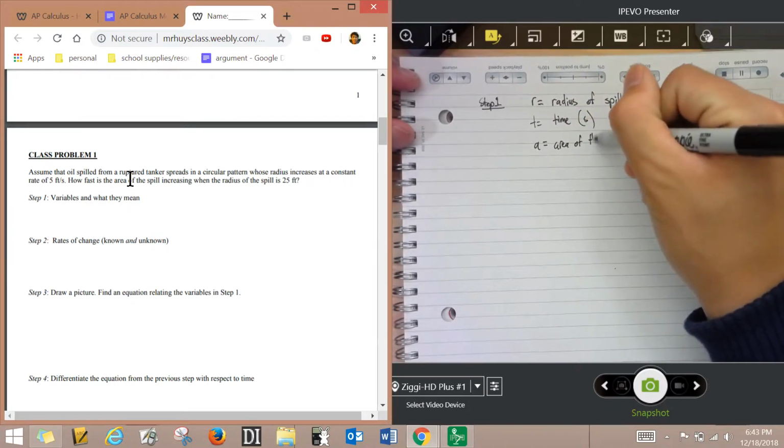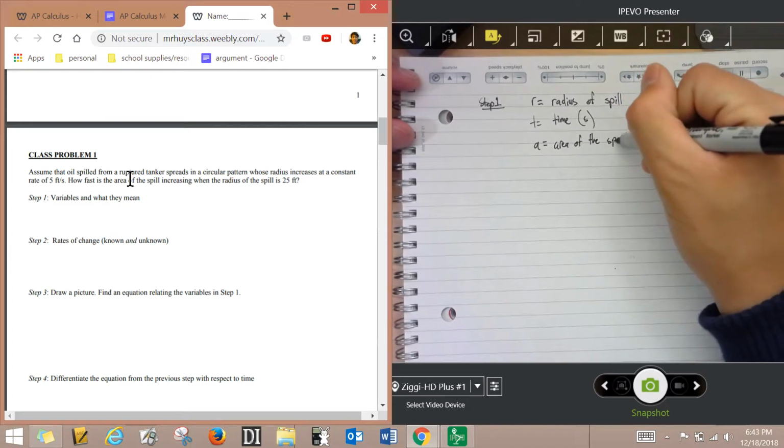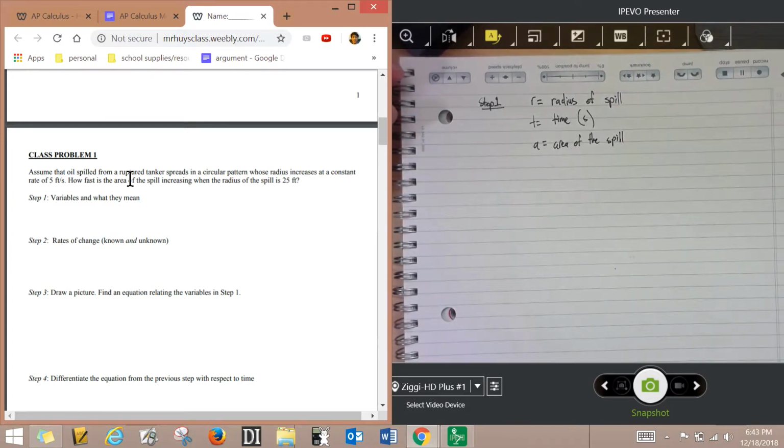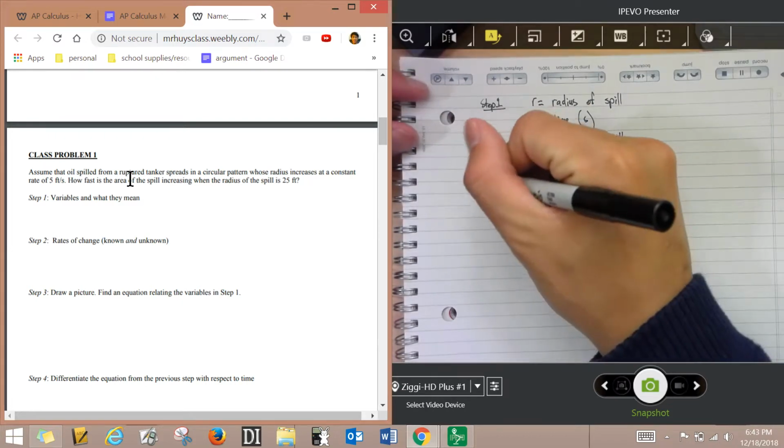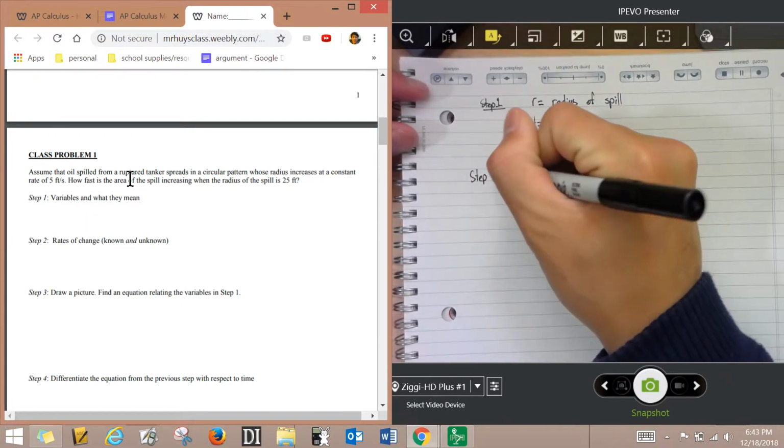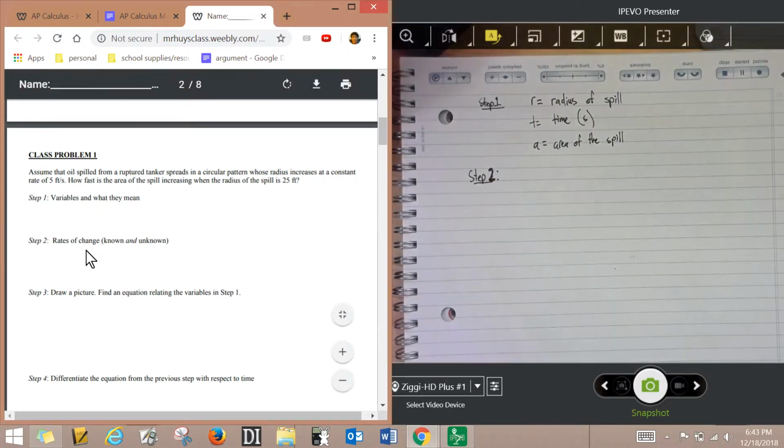Again, on these type of problems, you do not have to write all this, but it really helps to see what you have. Okay, so you're going to see how this all kind of coalesces beautifully. Sorry, so step 2 is what are the rates of change?